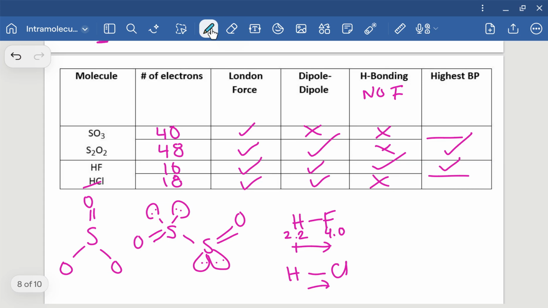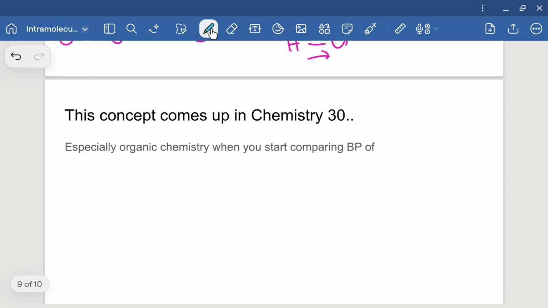If your forces are all exactly the same, then look at electrons. So if by chance, say this one, we didn't have a dipole and we just had LDF, then the stronger force or higher boiling point would be the one with more electrons. So first look at forces, which one has more forces present, and then start looking at electrons if they're the same.